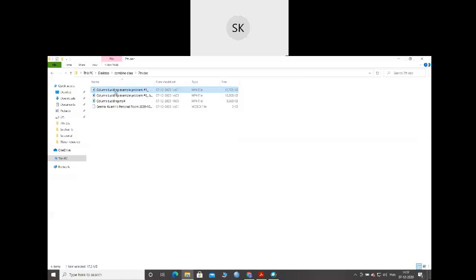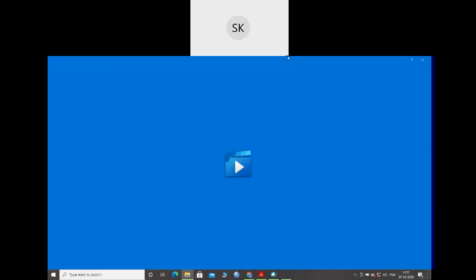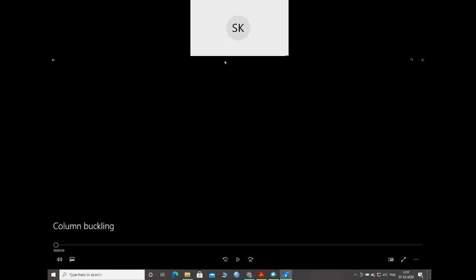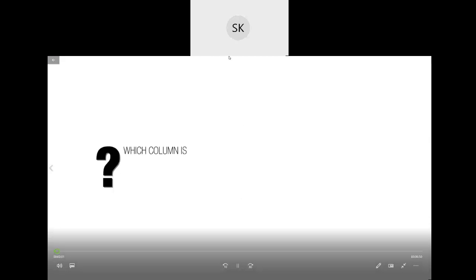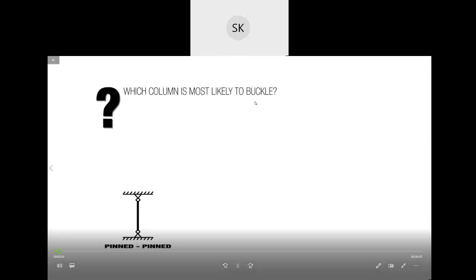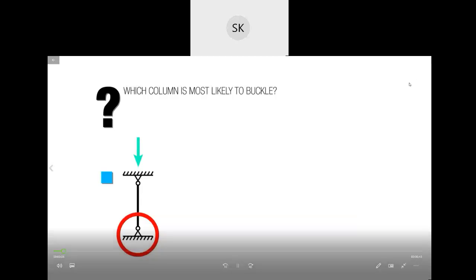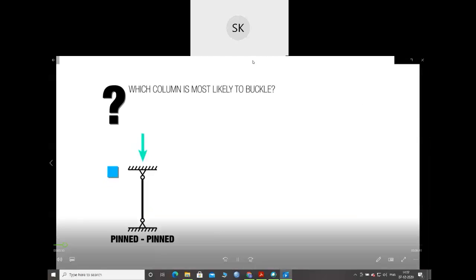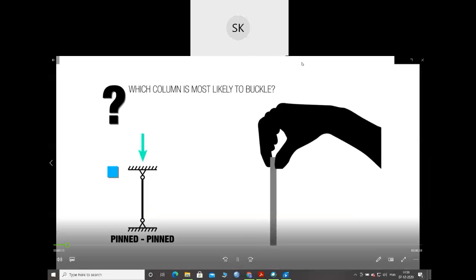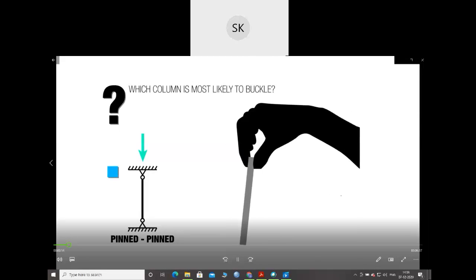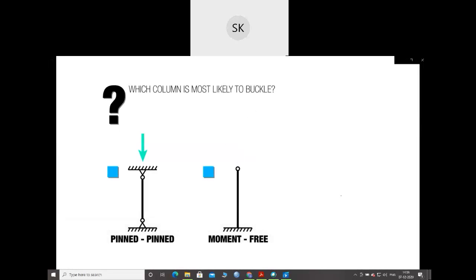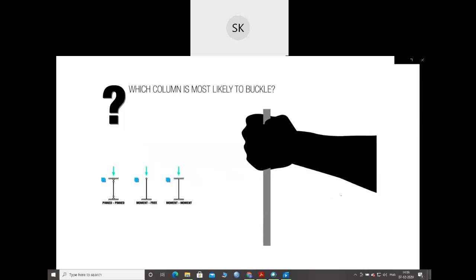First, let's see with column buckling. Which column is most likely to buckle? A pin connection on both ends, and this little signal here means it's a pin connection. So you can picture it like a rod being held between your fingers. That's a pin connection. You can pivot. A moment connection on one end and free or no connection on the top. A moment connection on both ends, and a moment connection would be more like a rod being held in your fist.